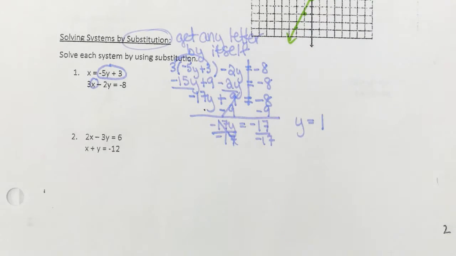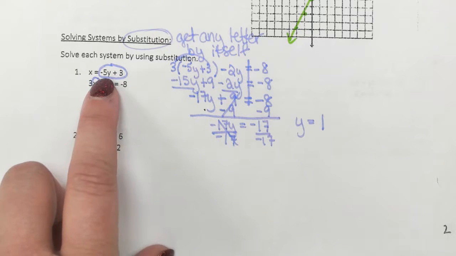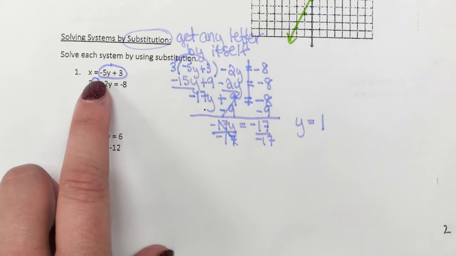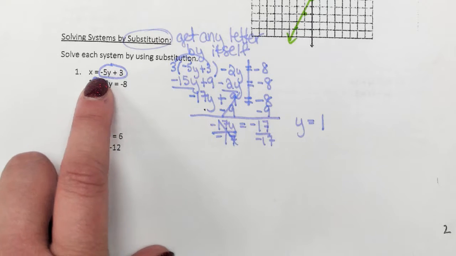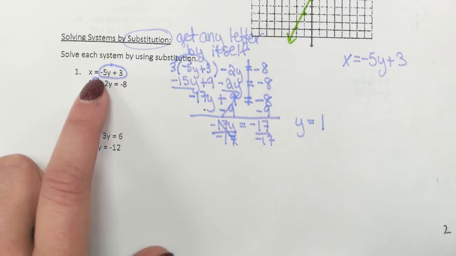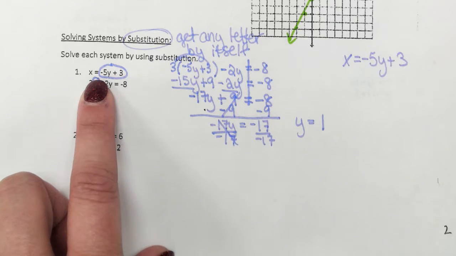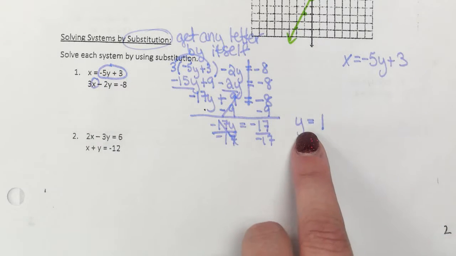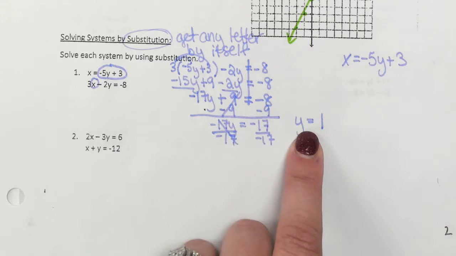Plug it back in. It doesn't matter which one you plug it back into. Do you want to plug it into the top one? Or do you want to plug it into the bottom one? Top one's going to be the easiest, right? So I have x equals negative 5y plus 3. And which letter does this guy go in for? Into the y. There you go.